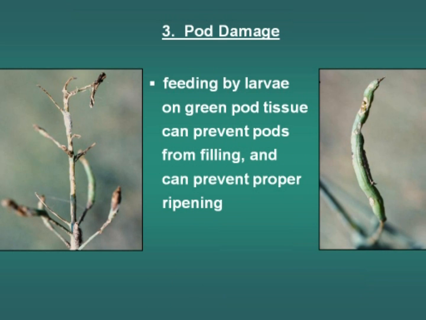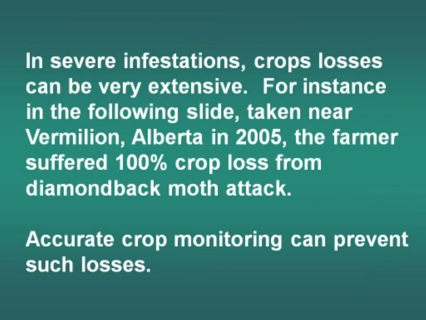Feeding by larvae on the green pod tissue can prevent the pods from filling, prevents proper ripening, and of course is very destructive to yield. In severe infestations throughout Western Canada, crop losses from this insect can be quite extensive. In the slide that follows that I took in a field near Vermilion in 2005, the farmer had about 100% crop loss from diamondback moth attack.